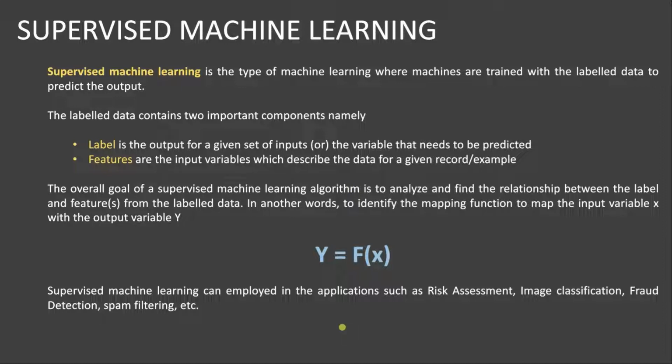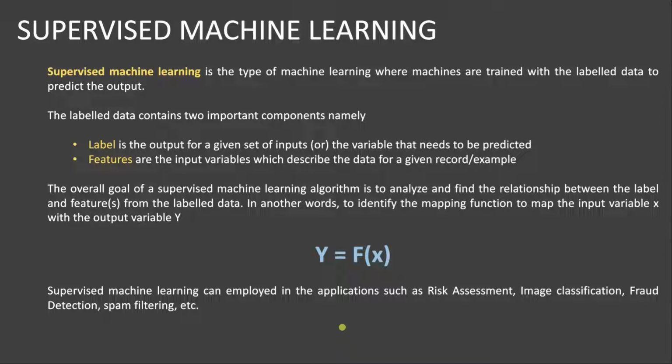Supervised machine learning is the type of machine learning where machines are trained with labeled data to predict the output. What is meant by labeled data? Labeled data is nothing but data which has the predicted value. Basically, labeled data contains two important components, namely label and features. The label is the output for a given set of inputs, or the variable that needs to be predicted, whereas the features are the input variables which describe the data for a given record or example.